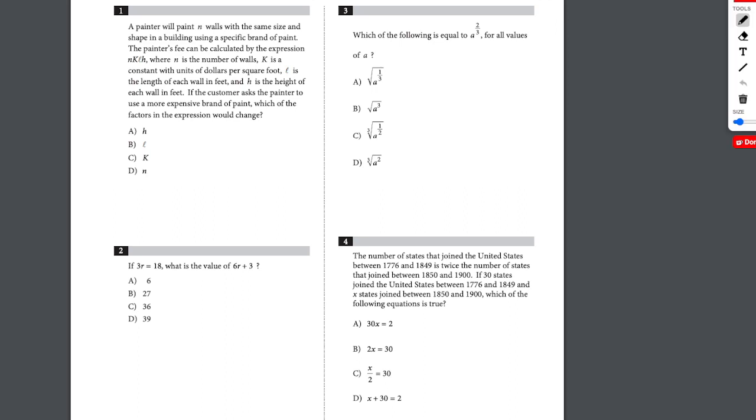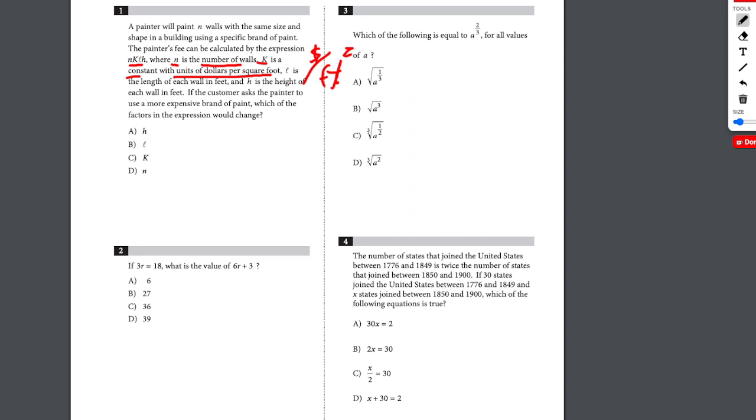All right. So number 1 says, a painter will paint n walls the same size and shape in a building using a specific brand of paint. The painter's fee can be calculated by using the expression nklh, where n is the number of walls, k is a constant with the units of dollars per square foot, L is the length, and H is the height. Makes sense.